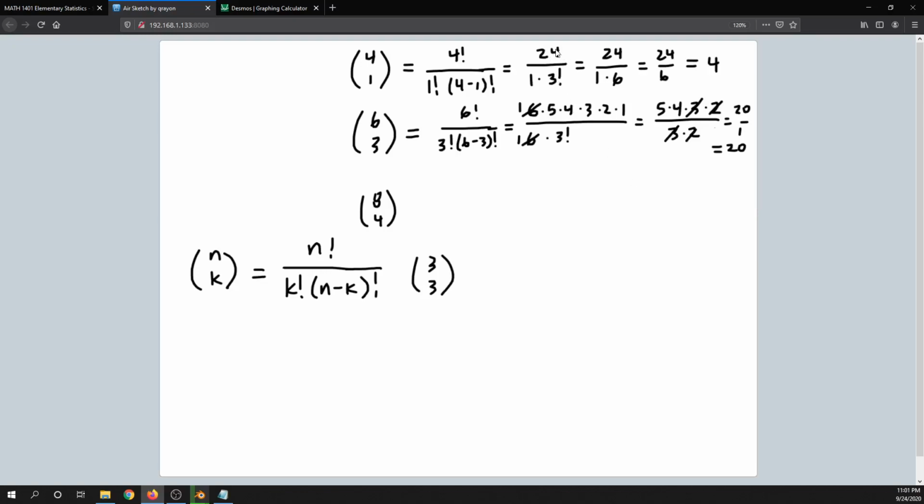So you don't have to multiply it all out like we did up here. You can just kind of write this out and do it that way. All right, let's take a look at the next one.